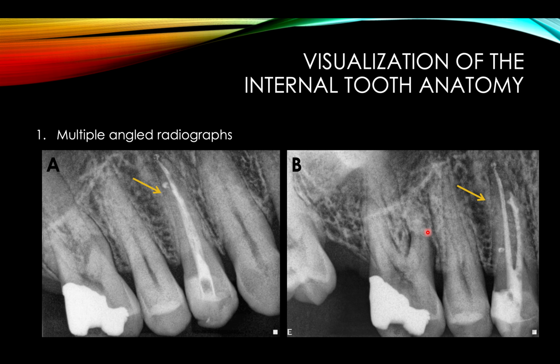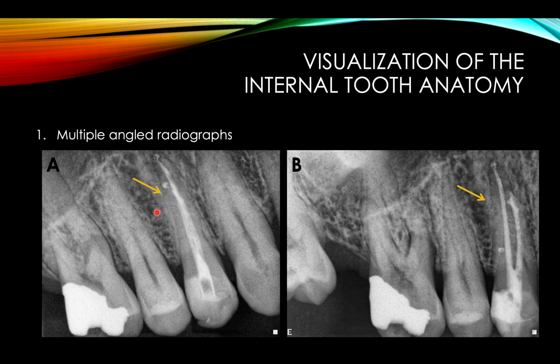Now, you might be wondering, how did researchers study the anatomy of the pulp space, the internal anatomy of teeth? Multiple methods have been used to investigate the internal anatomy of teeth. The first one is using multiple radiographs taken at different angles. For example, if you have a look at the premolar, the tooth with the yellow arrow on, this root has been root canal treated, and that's why you see this white line.